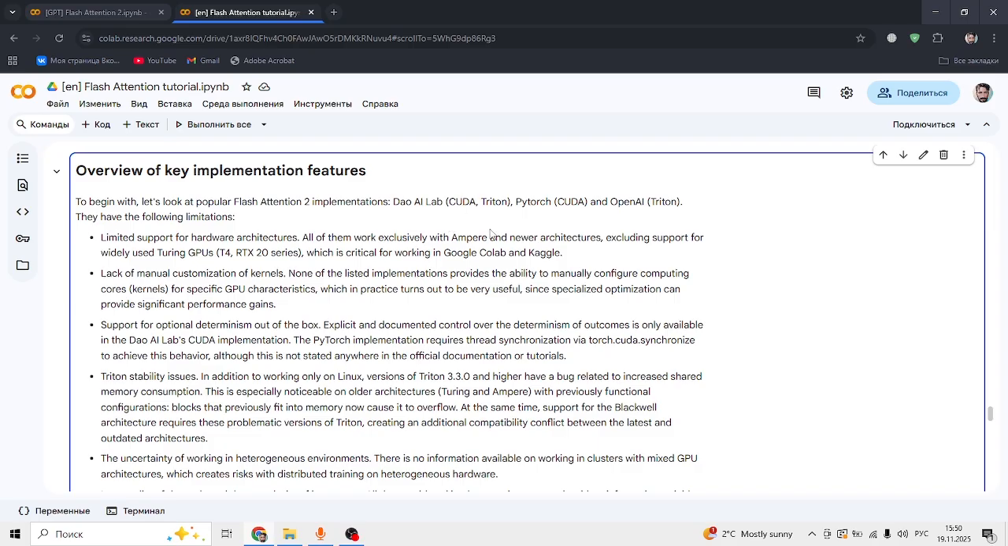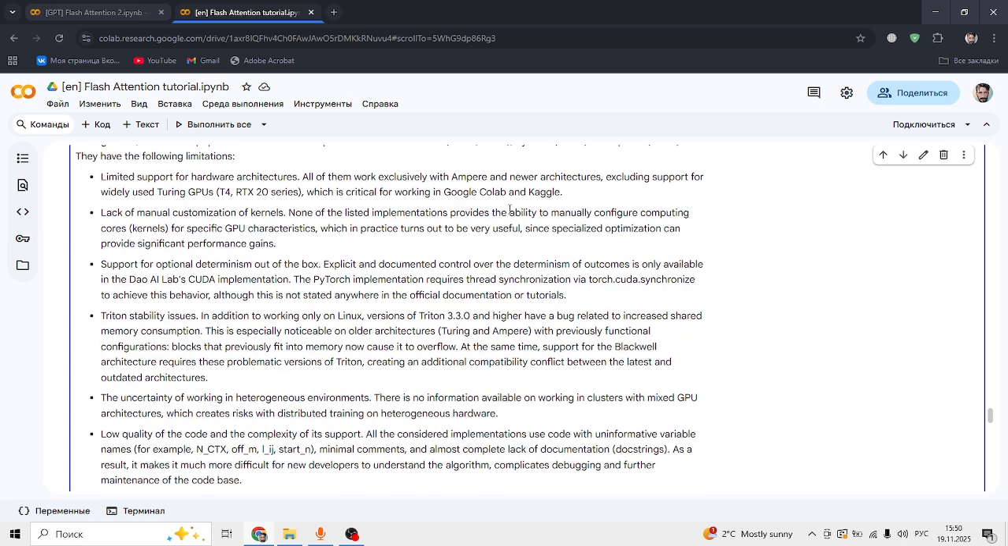Yes, you can get determinism using the PyTorch implementation, but for this you need to apply synchronization, and there is no place where it was described. So only after several experiments I understood how to do this. Another problem is that Triton solutions work as pure Triton only on Linux, and that also means that we need to use a custom Triton.